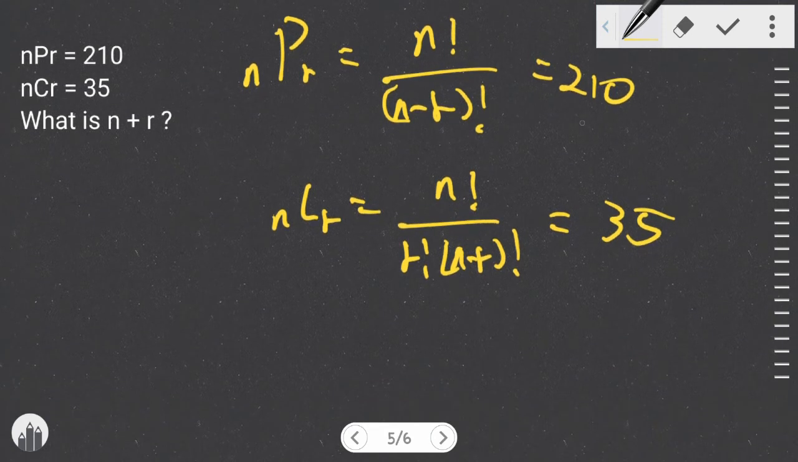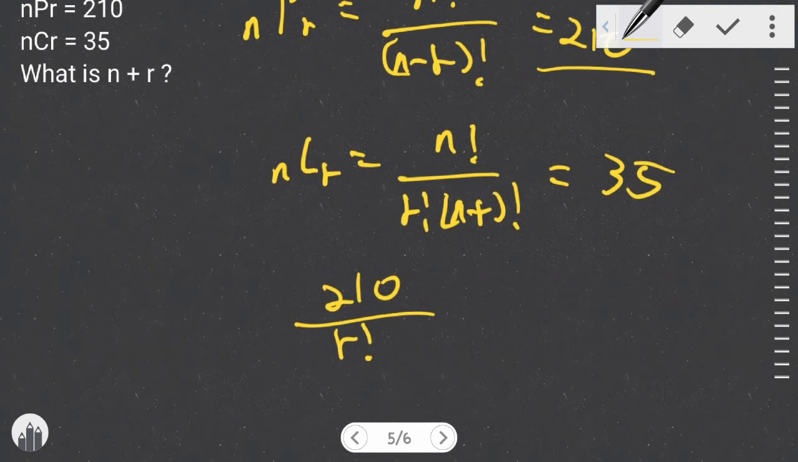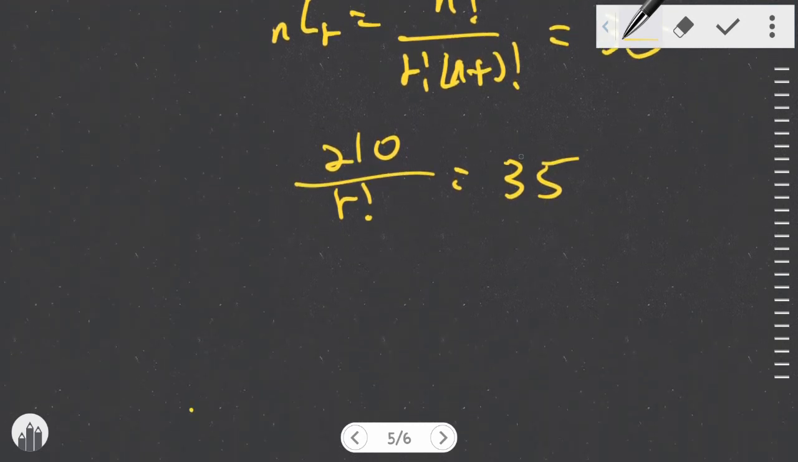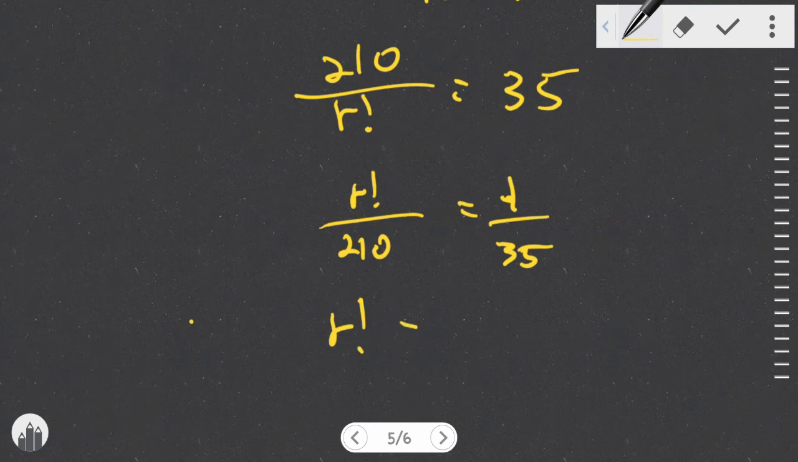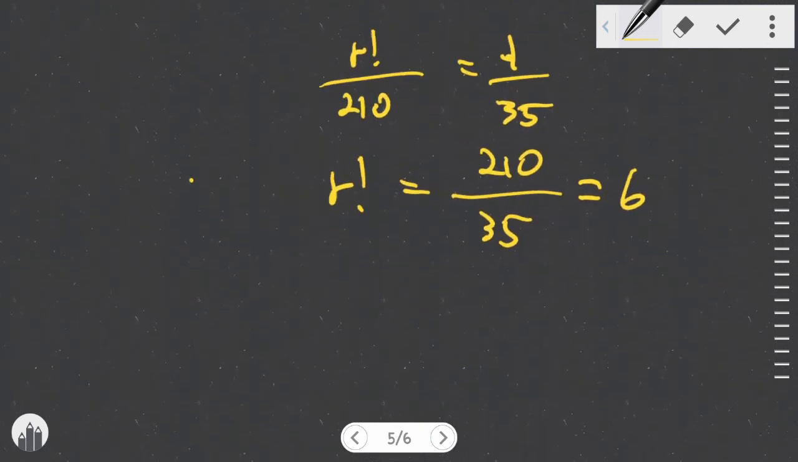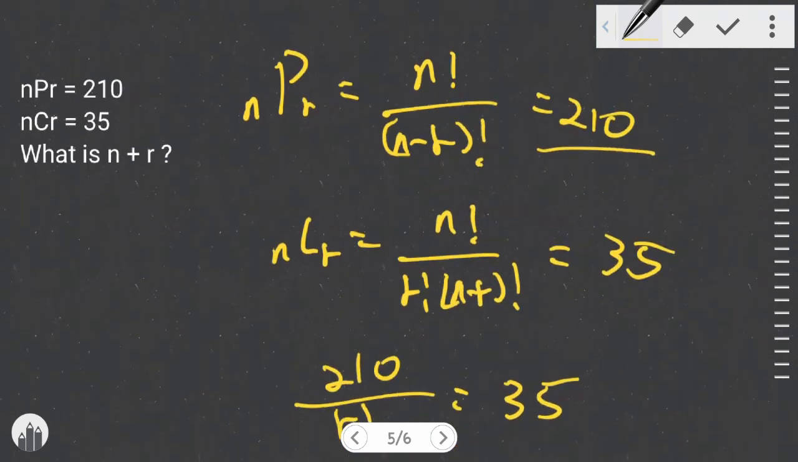So if we divide 210 by r factorial, that means it would become 35. So let's just change the denominator and the numerator. So r factorial over 210 would be 1 over 35. You multiply 210 on both sides. r factorial equals 210 over 35, which equals 6. 3 factorial equals 6, so r will be 3. So we got our r here.